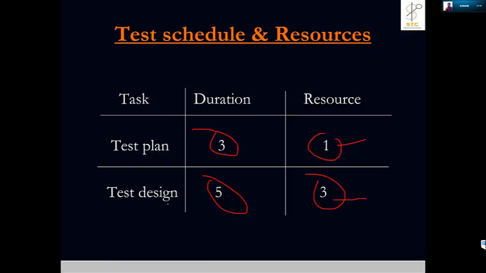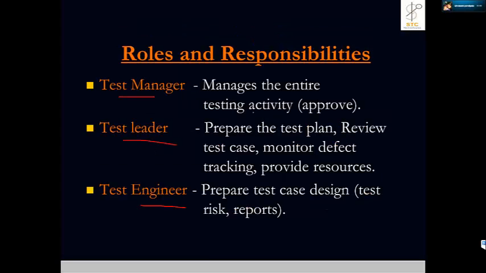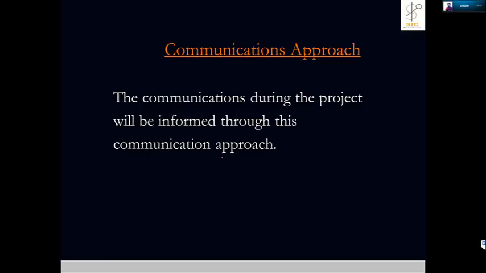Test schedule and resources. So how many testers are working, and how much duration it is taking. This is the schedule and resources. And we'll have roles and responsibilities. Who is involved? One test manager, one test lead, and 2 or 3 testers, test engineers. What do they do? It's all given here. What is the communication approach? How do you communicate? Emails, or do you have something else like instant messengers, or Skype, or whatever it is?